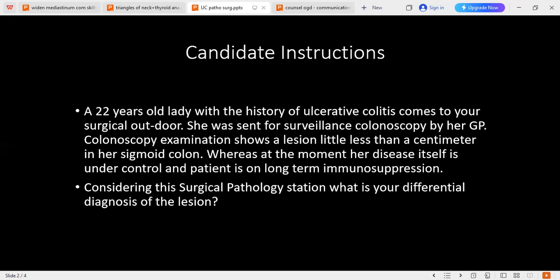So what are the vitamins which will be deficient in a patient with ulcerative colitis? A, D, E, K, and B12. All right, okay. Good.